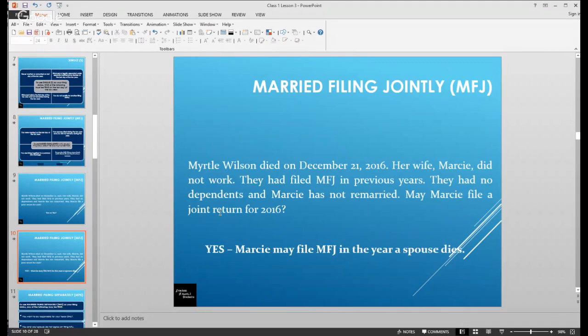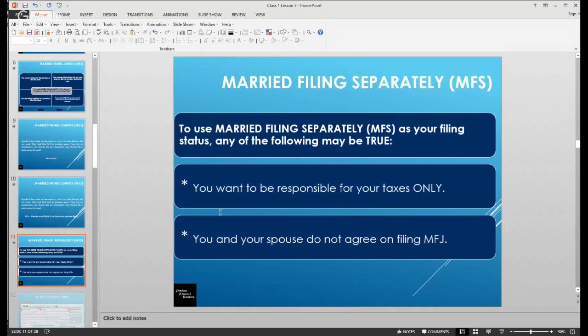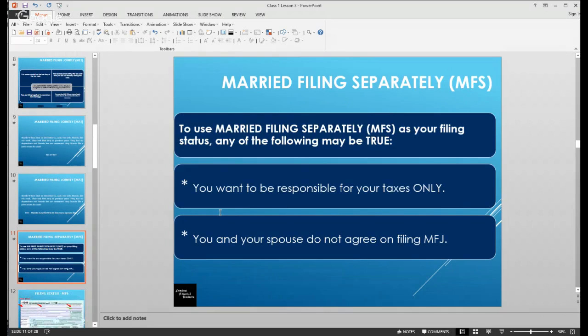Marcy may file a joint return in the year that her spouse dies. To use married filing separately as your filing status, any of the following may be true. You want to be responsible for your own taxes only. You do not want to have responsibility for your spouse's taxes. And you and your spouse do not agree on married filing jointly. So in that instance, you file with the married filing separate return.